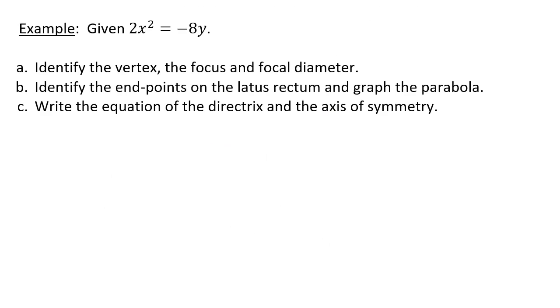Given 2x squared equals -8y, part A is identify the vertex, the focus and the focal diameter, B is the endpoints and graph, C is to write the equation of the directrix and the axis of symmetry. If I was going to solve this for y, which I shouldn't in this case, but I would get y equals -1/4 x squared. So I know this is a parabola that opens down, but I want to write this in terms of its conic equations.